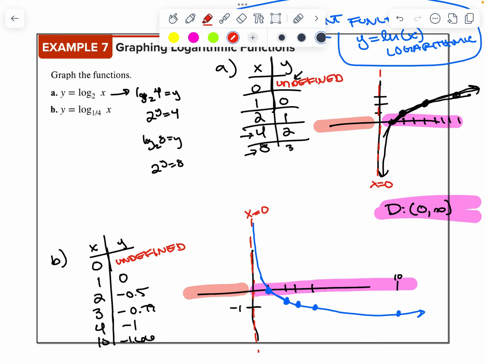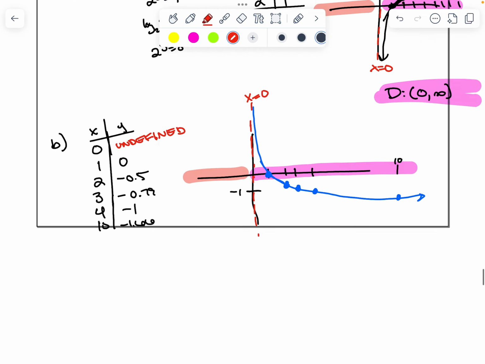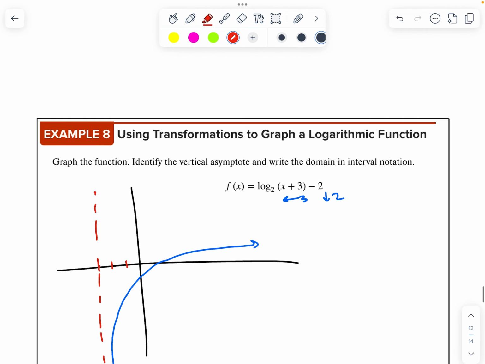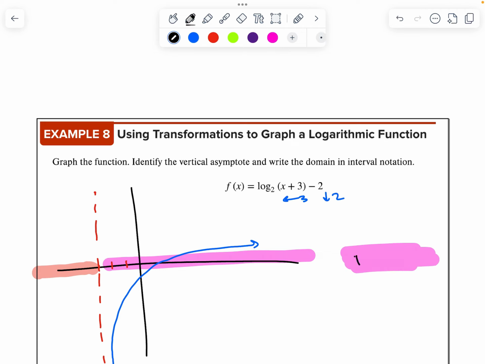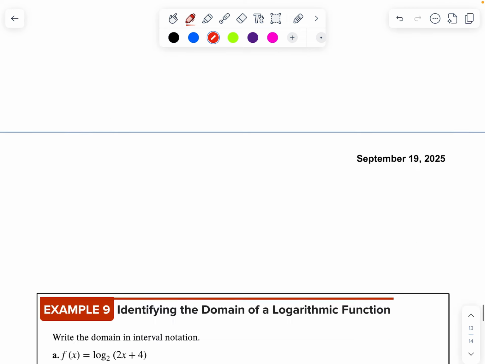There's nothing to the left of that vertical asymptote. On this one, there's nothing to the left of this vertical asymptote still. The whole function is to this right side. And so if I wanted to write the domain, I would write that the domain is from negative 3 to infinity. From the horizontal shift, essentially, which is where the vertical asymptote is, at x equals negative 3 to infinity.